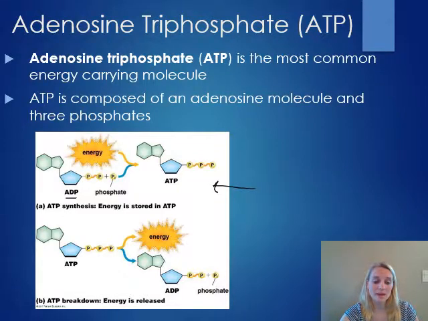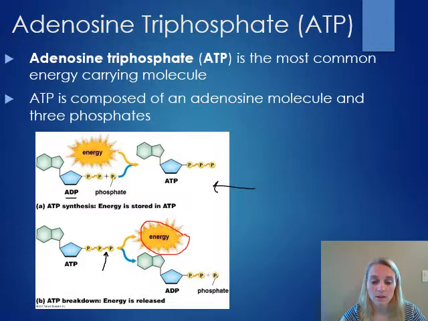And then the way that happens is when the ATP gets broken down, an enzyme comes in and breaks off that 3rd phosphate group. It releases that 3rd phosphate group. That is an exergonic reaction. It's going to release energy. And then this energy right here, this is what we can use in our cell. This allows us to do work.